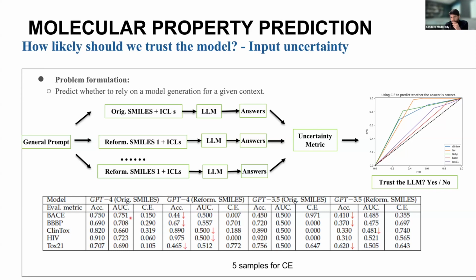You can see from the table, we did experiments with GPT-4 and GPT-3.5, and whenever we reformulate the SMILES, taking randomly different SMILES representations, the overall accuracy, AUC, and other metrics of these models go down. This tells us that there is inherent uncertainty in the model and it is sensitive to how the prompt is generated.